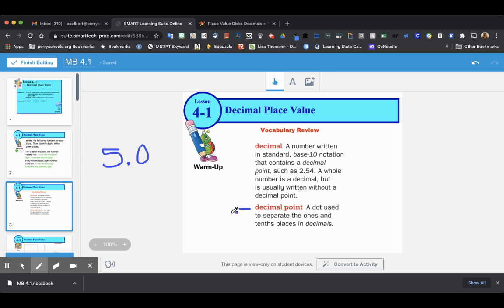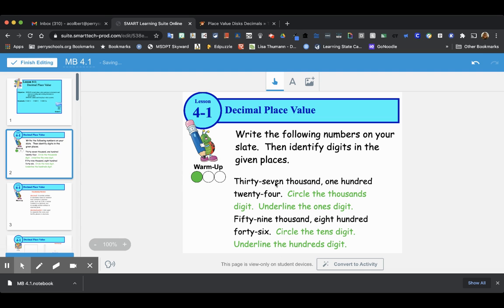And the decimal point is that little dot right there, a dot used to separate the ones and the tenths place. And if you noticed, when I said this number right here, and I said 5.0 or 5 and 0 tenths, I said 2 and 54 hundredths. The decimal point, when we are verbally saying this, is spoken with the word and. That tells us there's more. And that also is why, back in the mental math warm-up, notice we did not have the word and, because there's not a decimal in these whole numbers.